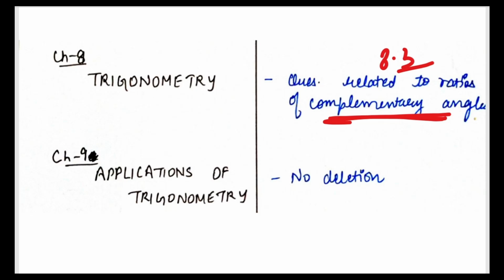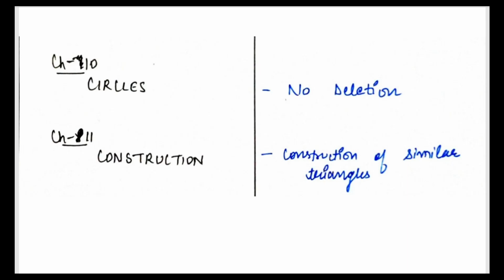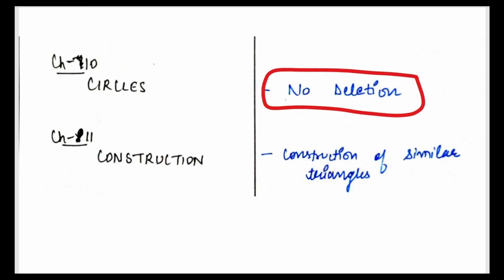In chapter 9 applications of trigonometry, there is no deletion. You have to do the complete chapter. Similarly, in chapter 10 circles, there is no deletion. You have to do the complete chapter.